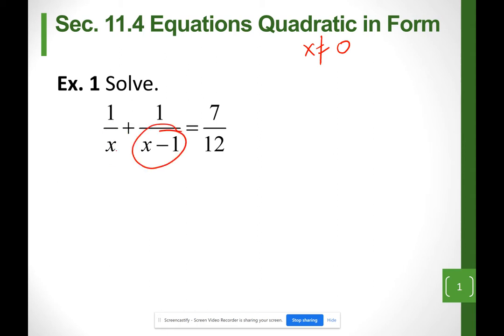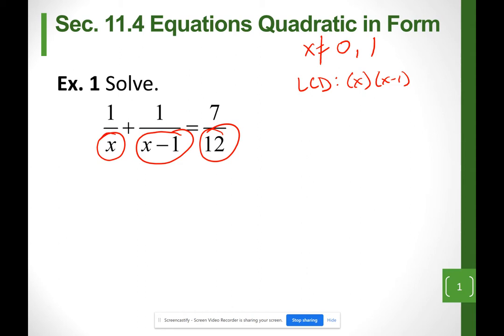I look at my second fraction. What value of x will make the bottom equal to 0? 1. So I cannot accept 1 because I don't want a 0 at the bottom. Now my third fraction, I don't have an x, so I don't worry about it. Now looking at my LCD, my least common denominator: from the first fraction, I need an x. From the second fraction, I also need an x minus 1. And from my third fraction, I need a 12 as well on my LCD.